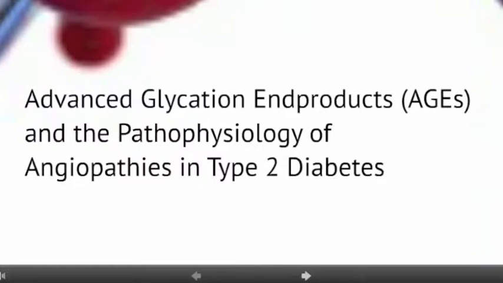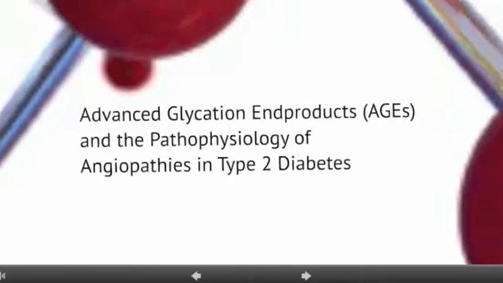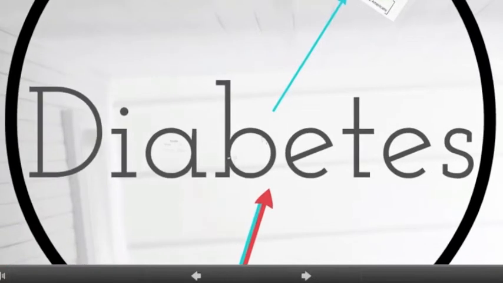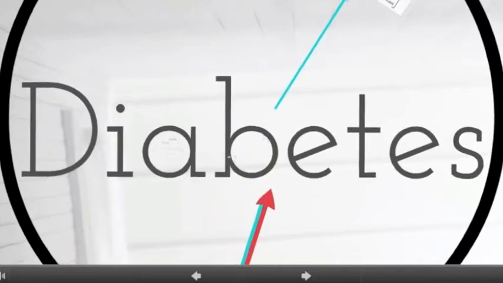The abridged version of advanced glycation end products and the pathophysiology of angiopathies in type 2 diabetes. Diabetes is a disease of altered chemistry and metabolism of both carbohydrates and lipids.